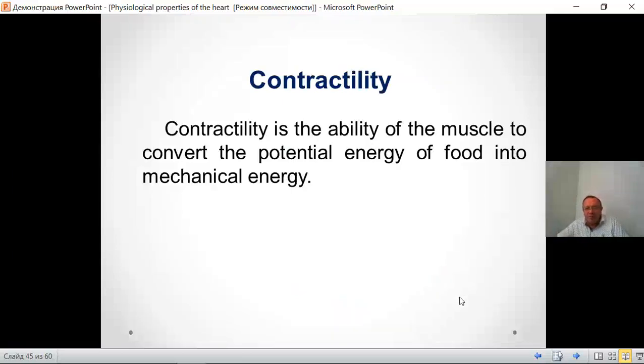Contractility. Contractility is the ability of the muscles to convert the potential energy of food into mechanical energy.